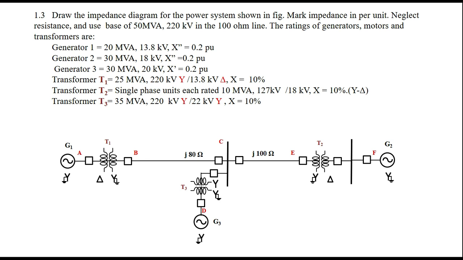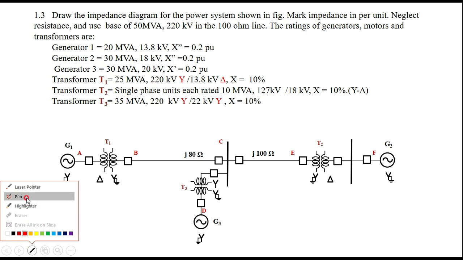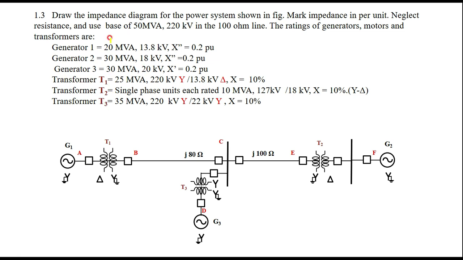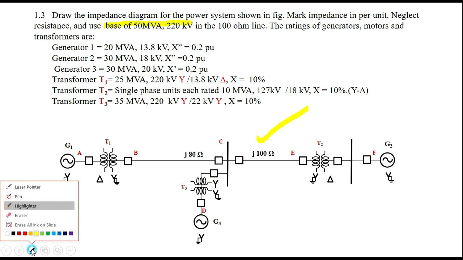The statement is: draw the impedance diagram for the given power system, and the base quantities given here are 50 MVA and 20 kilovolts in the 100 ohm line. You can see very carefully here. The base quantities are 50 MVA and 20 kilovolts in this particular circuit. From that you can calculate the base quantities in the other parts of the circuit. We will go ahead with that calculation now.